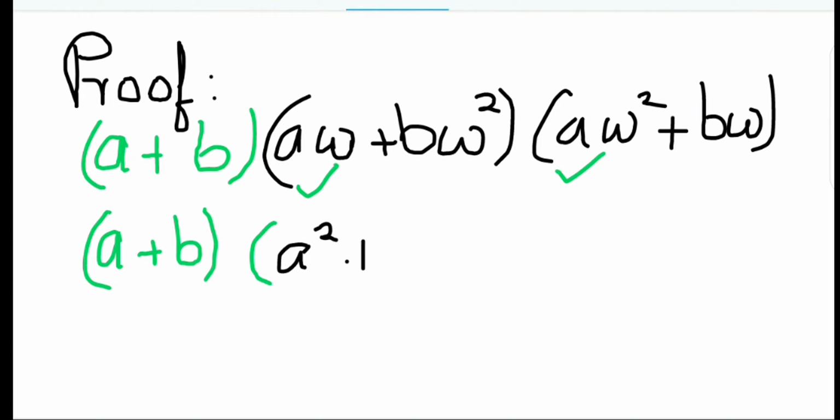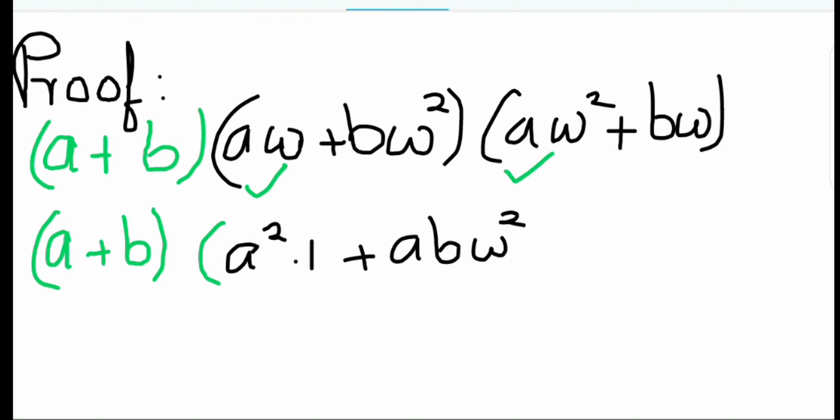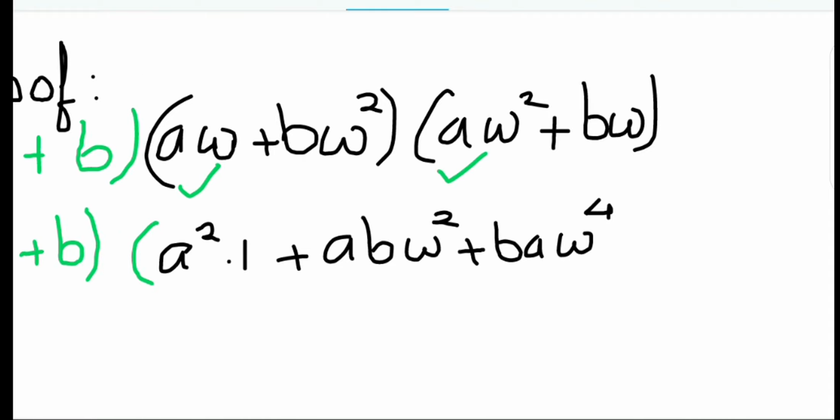Now a omega into b omega will give us ab omega square. Again, now let's multiply b omega square with a omega square, we will get ba into omega to the power 4. Okay, let's write it as it is for the time being. Lastly, we multiply b omega with b omega square to get b square into omega cube, and omega cube is 1.